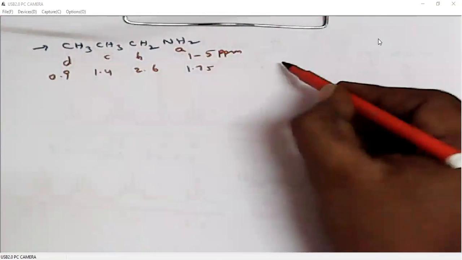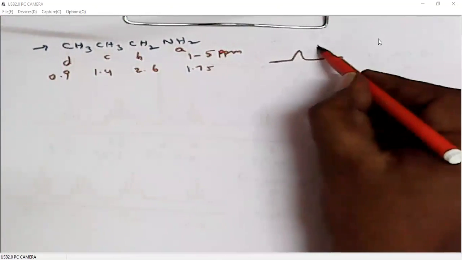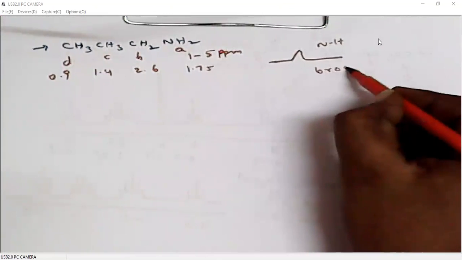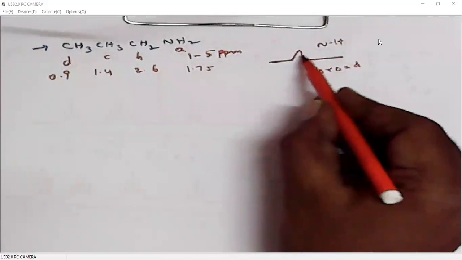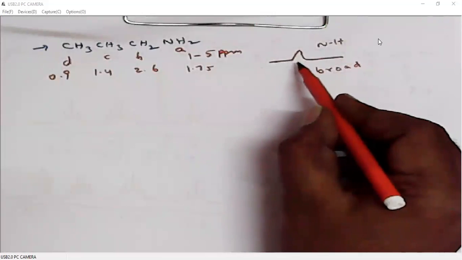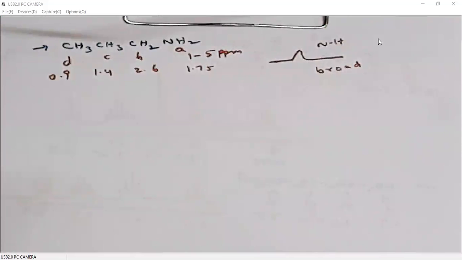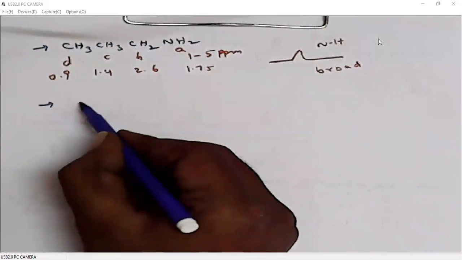But what is important to know is that sometimes the amine or OH protons appear as broad peaks. So by looking at these broad peaks, we can easily identify that they belong to either amine or OH peaks. You practice the other details.